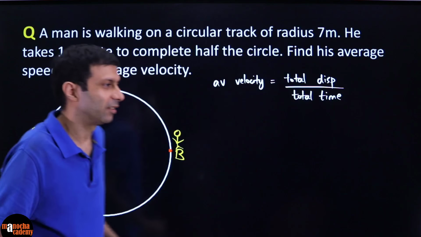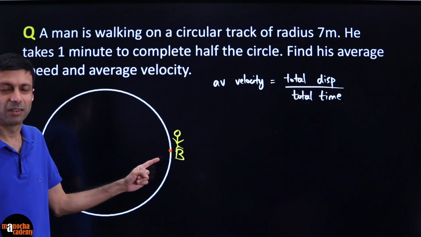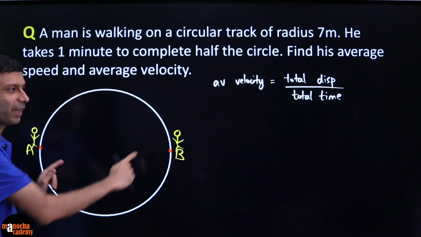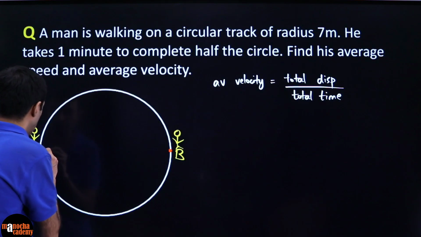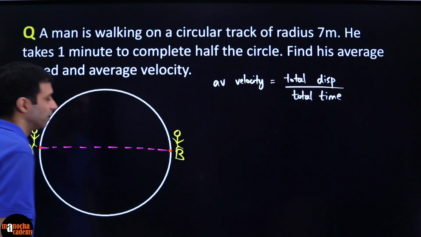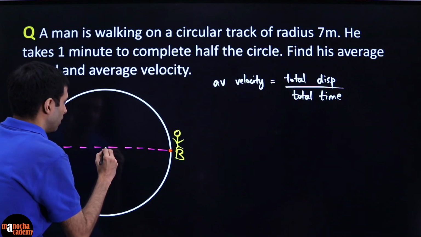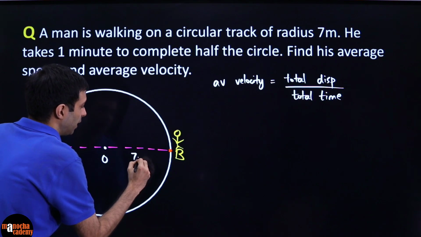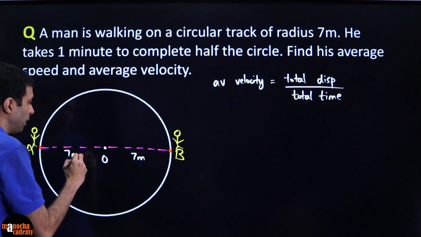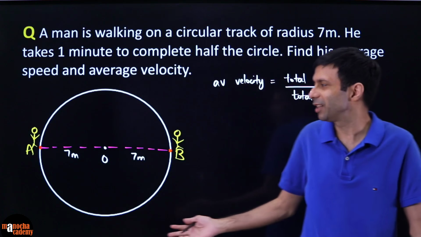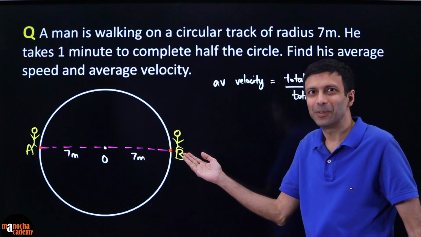What is the initial position here? He's at A. What is his final position? At B. So what will be the shortest distance from A to B? Very simple. You just draw a straight line from A to B. So this is the displacement of the man. And we know that this circle has a radius of 7 meters. So if OB, the radius, is 7 meters, OA is also going to be 7 meters. So can you guys tell me what will be the displacement? Excellent. It's going to be the diameter of the circle.